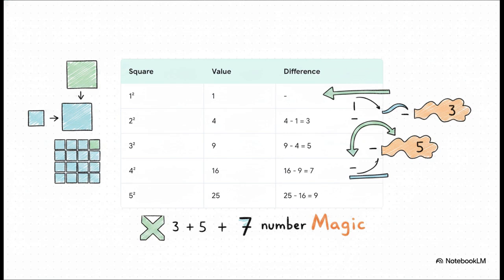Look at this. 4 minus 1 is 3. 9 minus 4 is 5. 16 minus 9 is 7. 25 minus 16 is 9. Look closely at those answers. 3, 5, 7, 9. By subtracting consecutive squares, we perfectly create the odd number sequence. That is the secret engine making this whole pattern tick.